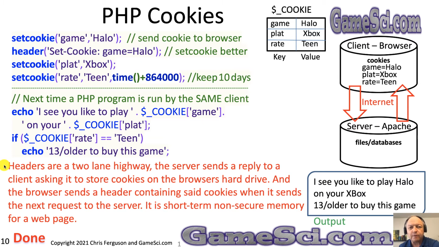Cookies are sent back and forth in the HTTP header of the messages that go between the server and the client. Headers are a two-lane highway. The server sends a reply to the client asking it to store cookies on the browser's hard drive. And then the browser sends the header containing said cookies when it sends the next request to the server. It is short-term, non-secure memory for a web page. Again, never use cookies to store things like passwords or credit card information. Any data stored on the client's computer is not secure.